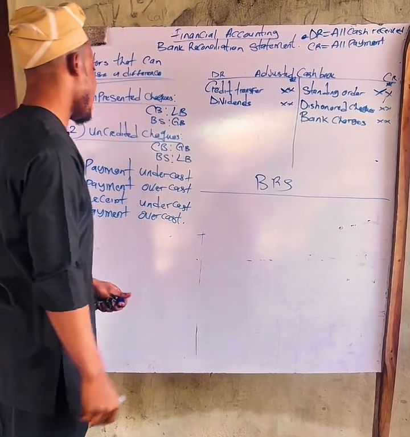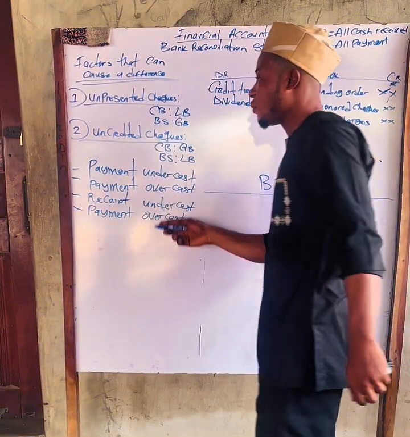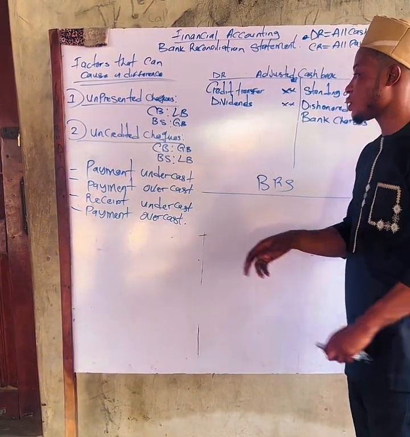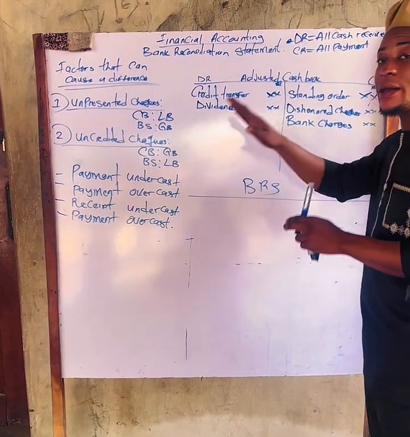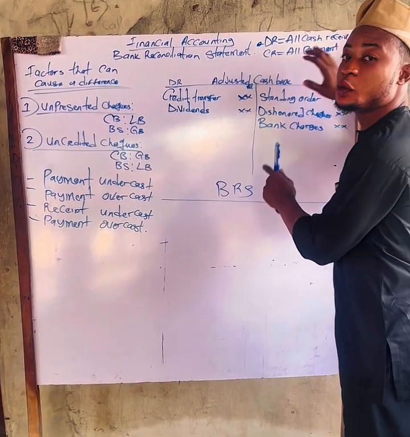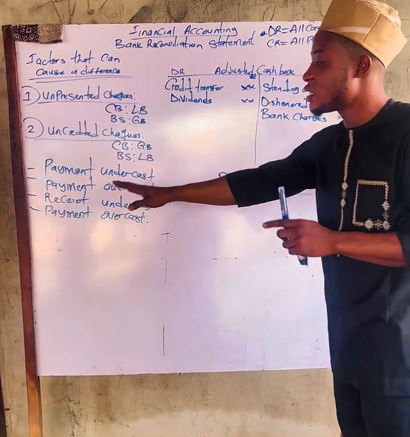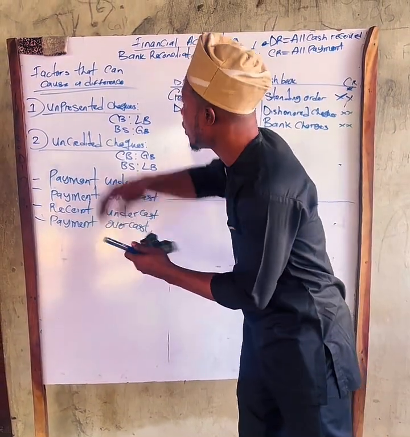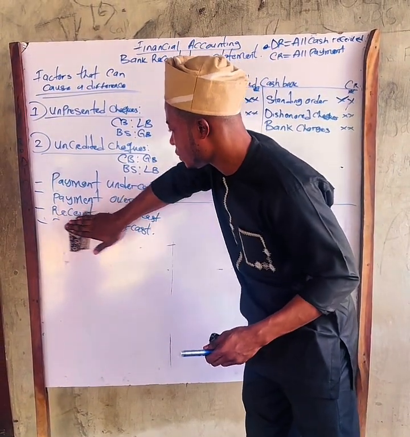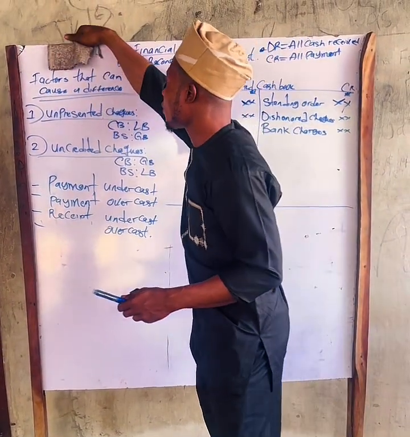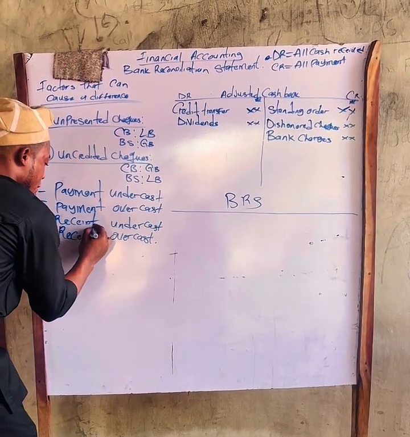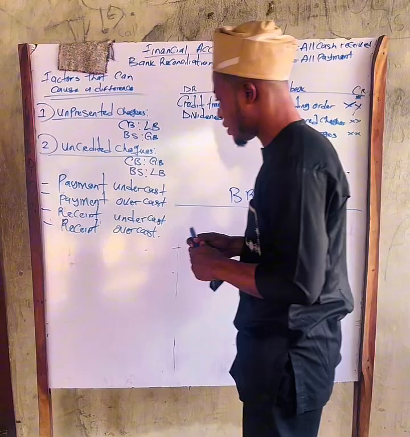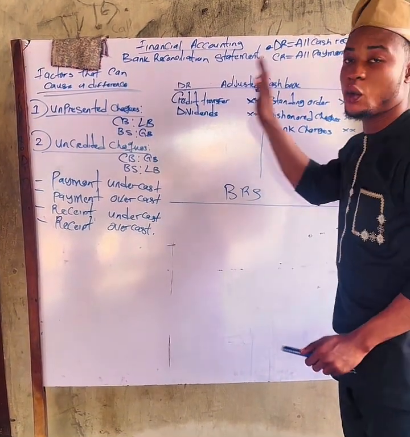Payments overcast. For each of these factors, we already know that anything payment in a cash book will be credited, and anything receipts in the cash book will be debited.